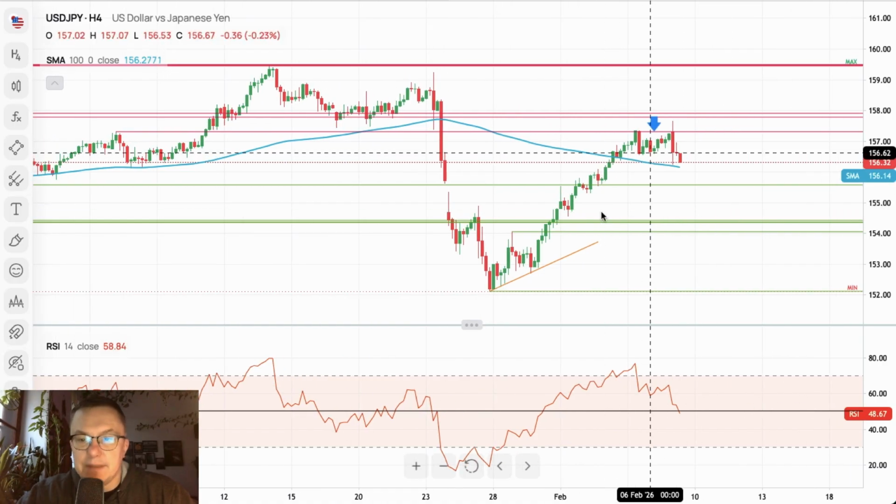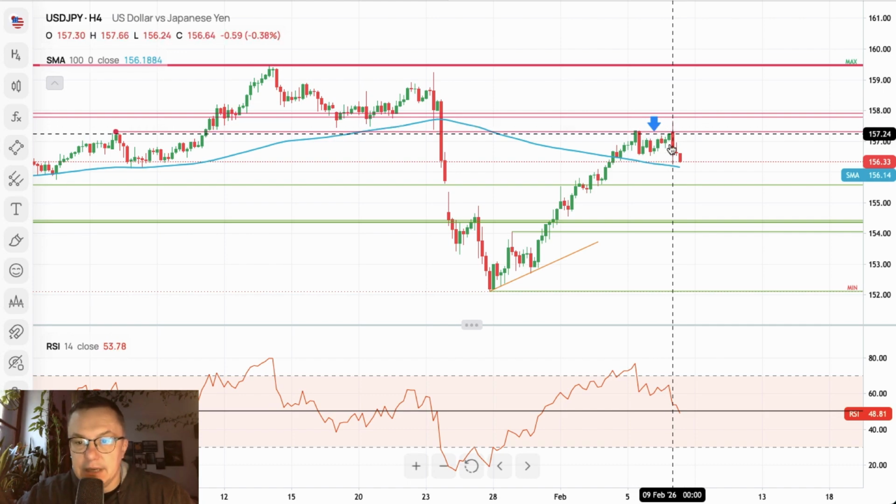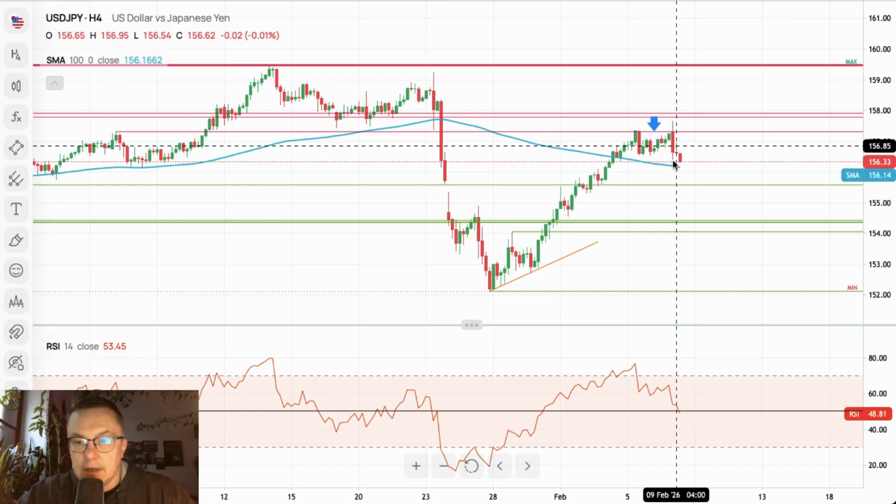US dollar versus the Japanese yen. Again, the level of 157.34 has been rejected. Local high 157.66, roughly around 30 pips above this level. Nevertheless, clear rejection here, red candle inside bar.